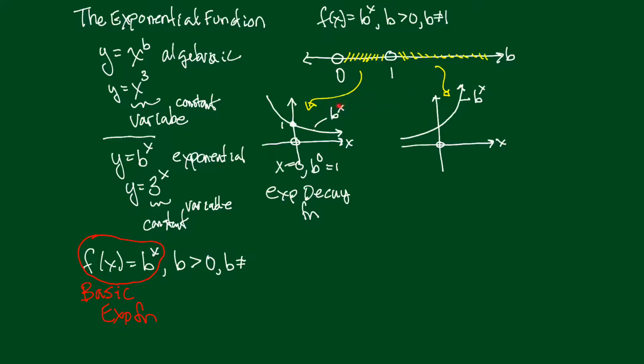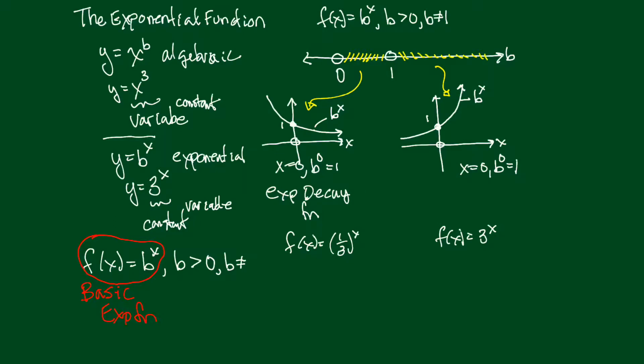Like this might be 1/3 to the x. Here's an example. I'll write it down here. Probably should have done that before. Here's an example. F of x, pick a fraction, 1/3 to the x. This one over here, this might be f of x equals 3 to the x. So what you get is this increasing behavior, and again, when x is 0, b to the 0 is 1. So this curve crosses here at 1. That basic function crosses at 1. And this function here is called an exponential growth function.